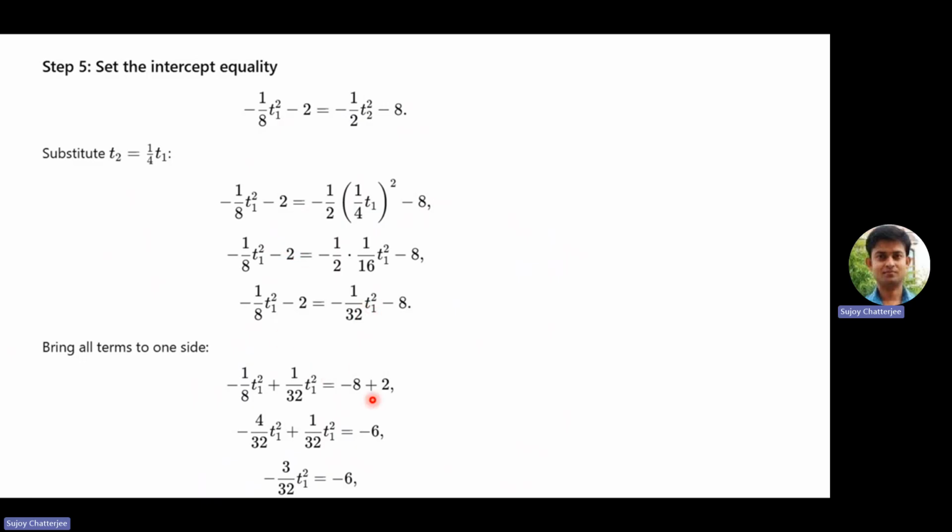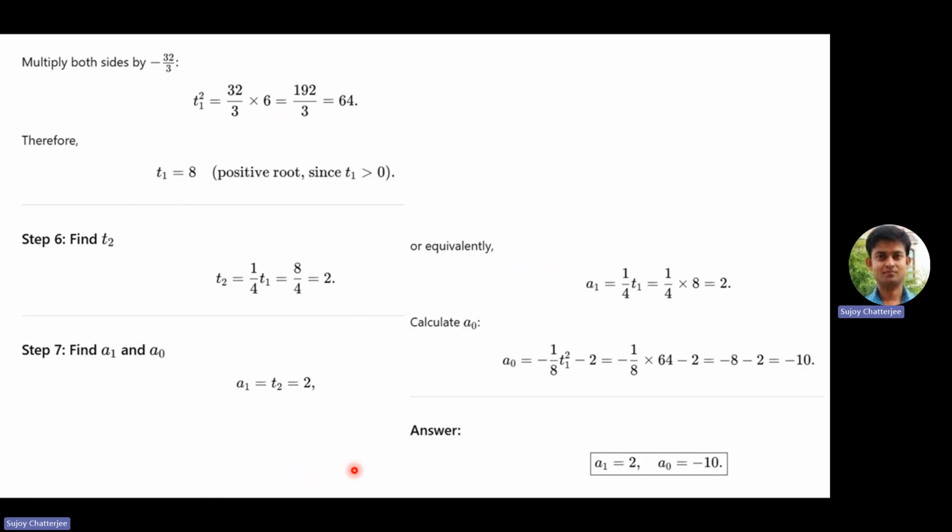So this is just arithmetic: subtraction, multiplication, subtraction and addition, and from this we finally arrive at minus 3 by 32 t1 square is equal to minus 6, and from this we get t1 square is equal to 64. So therefore t1 is square root of 64, which is 8, which is a positive root since t1 is greater than 0. So t1 is found now. Now find t2. t2 is 1 by 4 t1, so it will be straightforward, 8 by 4, which is 2.